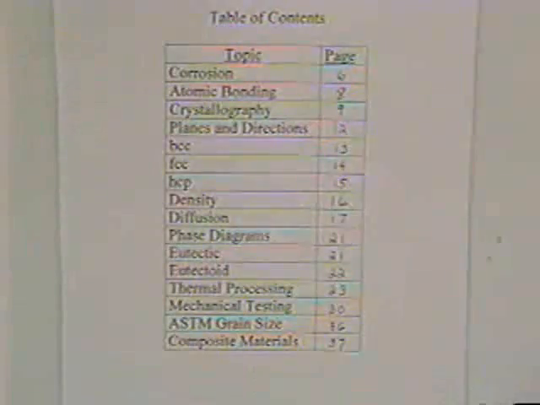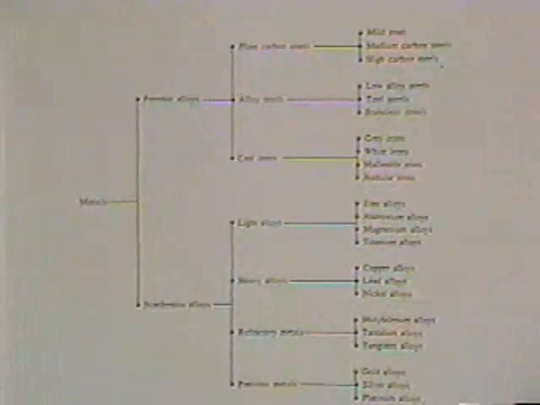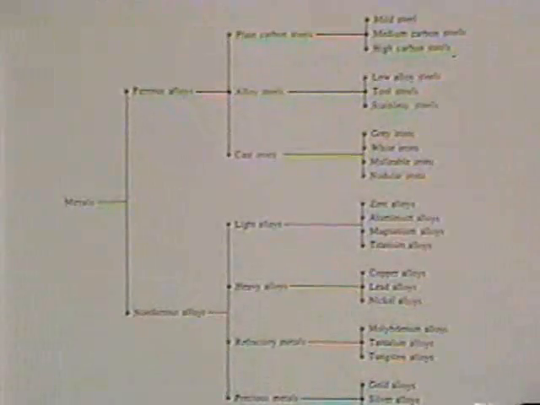The first topic that we're going to talk about will be corrosion, and if you want to know where the different topics are, those are the pages. To begin our discussion, we're going to zoom in a little bit, and I've put 3 pages in the notes that are called metals hierarchy, polymers, and plastics. And this is really for your information.